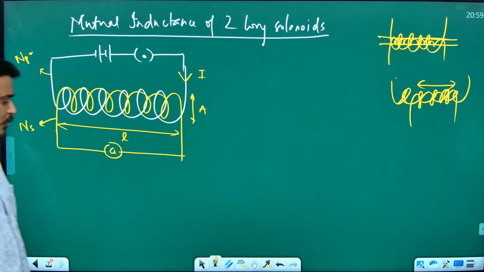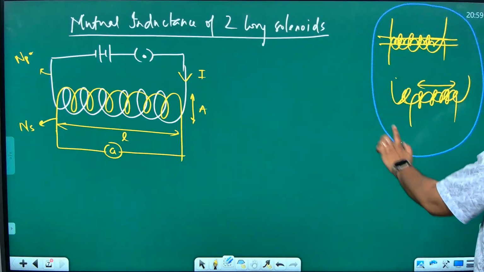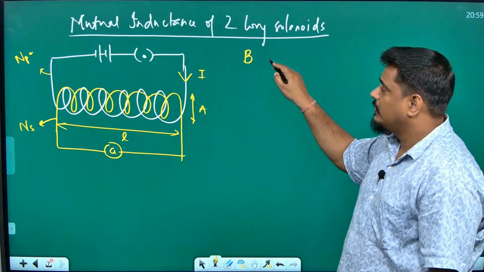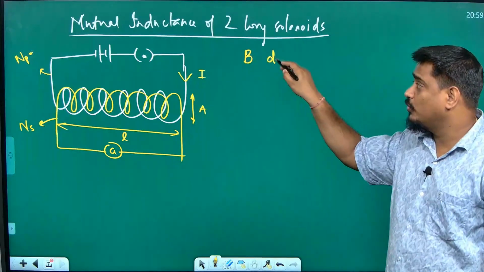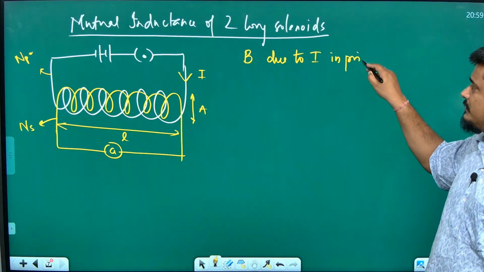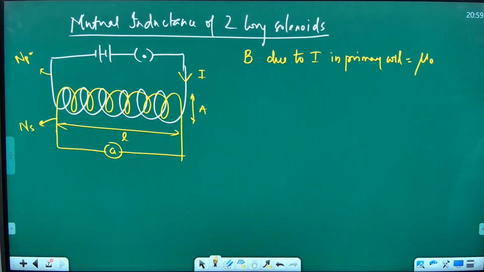Okay. Now what am I going to find first? First I am going to find the magnetic field due to the current in the primary coil. Tell me the value. Mu naught, small n, I should say NP by L, into I. Do you agree with me? Any problem in this?